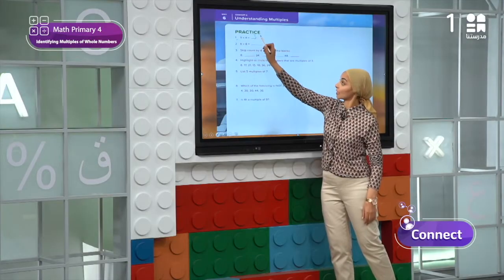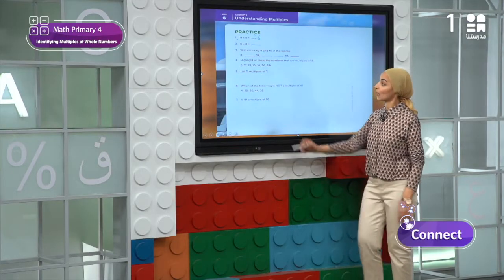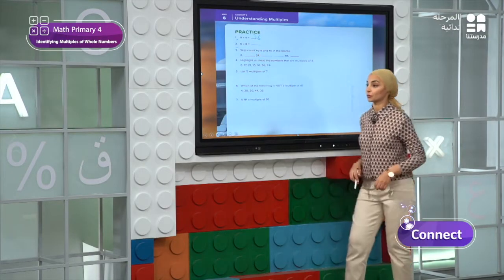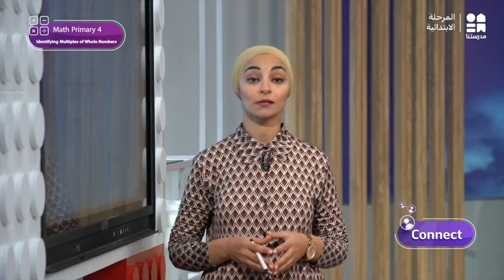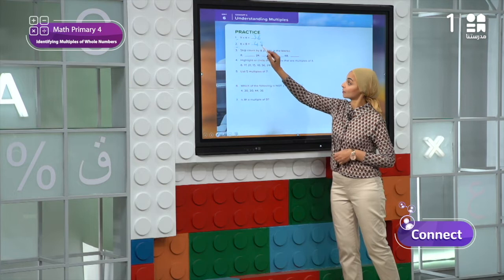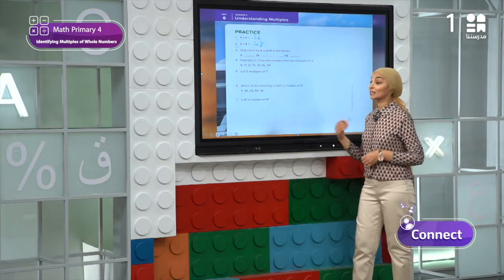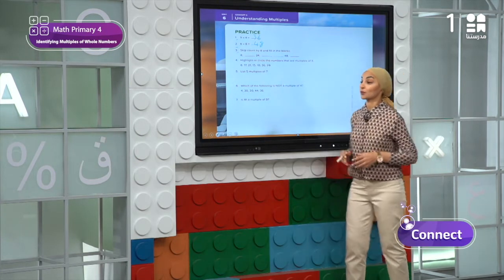Sure, 9 times 4 gives me 36, and this is my answer. Now, let's move to problem number two. Problem number two is also a times table, very normal, what we already know. 6 times 8 gives me what? Yes, 6 times 8 gives me 48, of course. This is my answer.